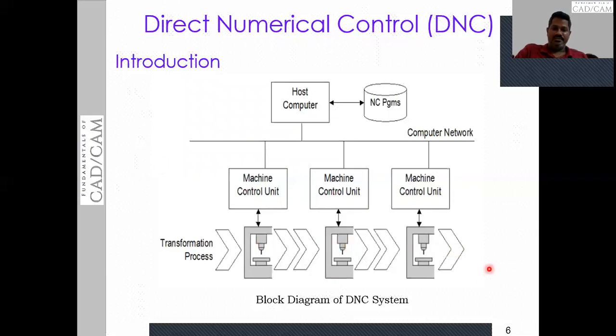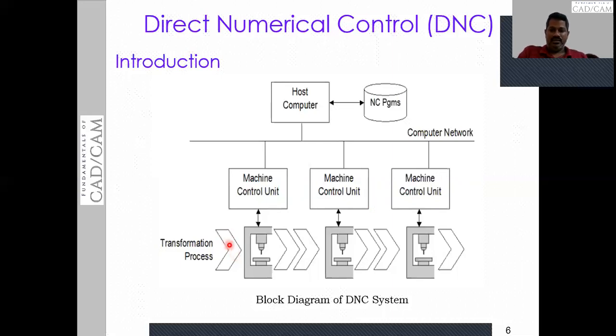which are in the network, connected through network cables. All these are in the network, hence this host computer can be located far away from the machines. That means it is not necessary to locate the host computer near the NC machine tools. This can be located anywhere else because all these are in the network. We have already discussed the different types of network: LAN, WAN, MAN. You can use any of them to connect all these.